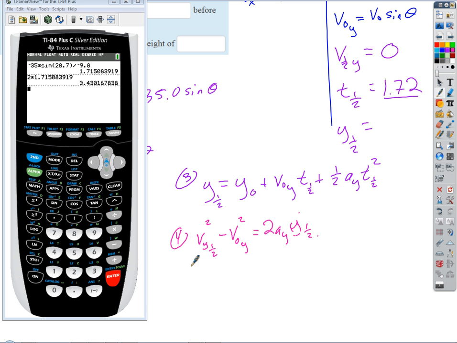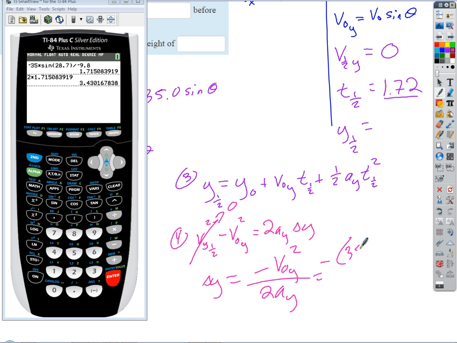Okay, because this is 0. And so if we use this one, you can't read that probably. I'll just make that a delta y. So we're solving for delta y. So delta y would just be negative v naught sub y squared divided by 2a sub y. So we can plug that stuff in. This is just negative, what was that again? That was 35 sine 28.7 squared divided by 2 times negative 9.8, right?